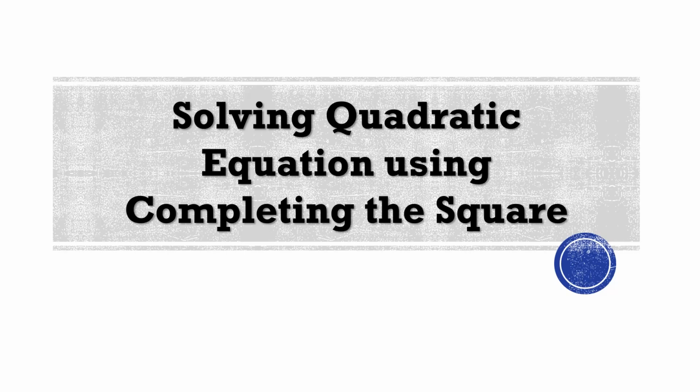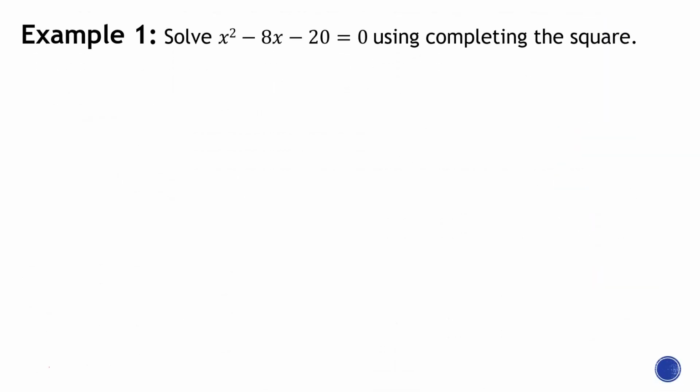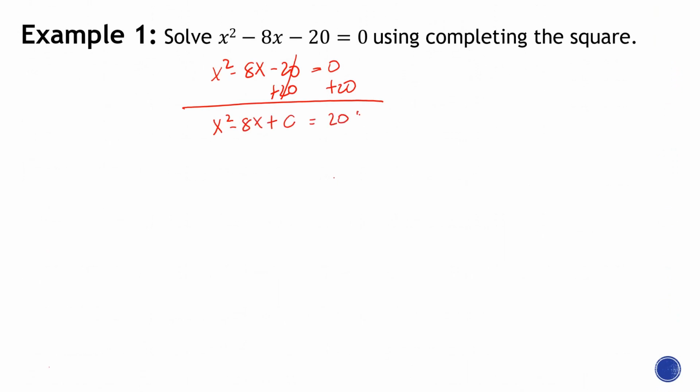Okay, so let's begin. Let's start with this one. Here we have x squared minus 8x minus 20 equals 0. The first step is I will add 20 on both sides, and then I will have x squared minus 8x plus c equals 20 plus c. Now you notice I put the plus c there because I want to make the trinomial on the left side of this equation a perfect square trinomial.